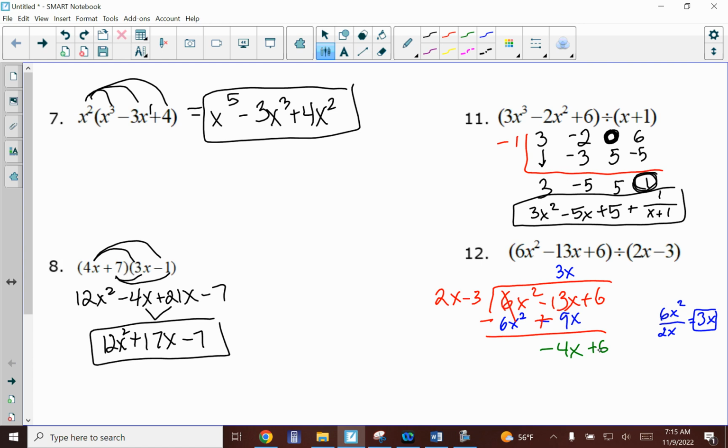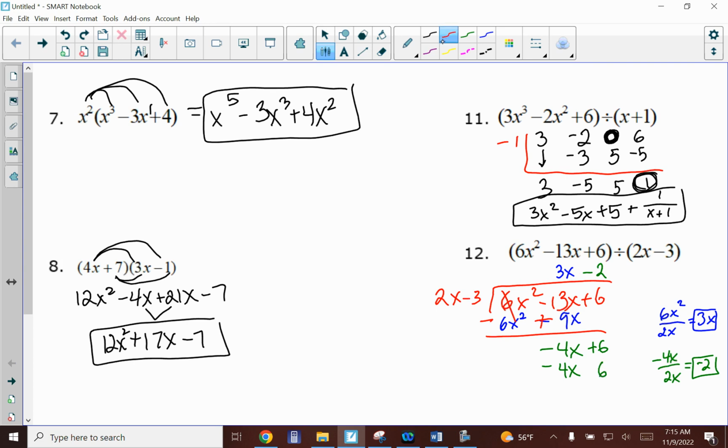So we're going to take the first one from the inside, which is now negative 4x, and we're going to put it on top of the first one from the outside. So that's a 2x. We're going to divide these terms, so that's negative 2. And then the x's are going to cancel, so that's just a negative 2. So now the negative 2 goes above the 6 because they're like terms, and every time I put something on top, I have to go back and multiply it by 2x minus 3. So negative 2 times 2x is negative 4x. Negative 2 times negative 3 is positive 6.